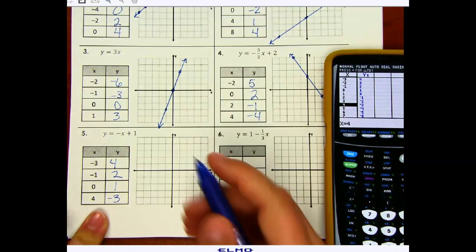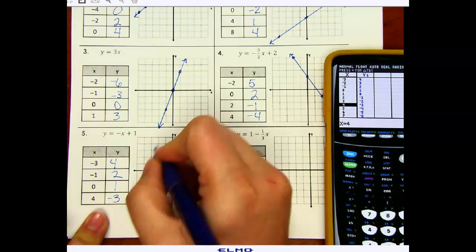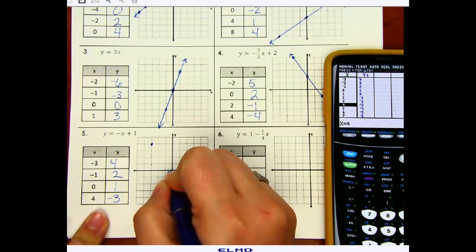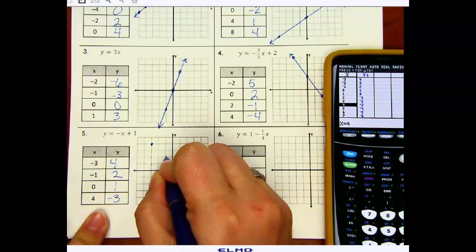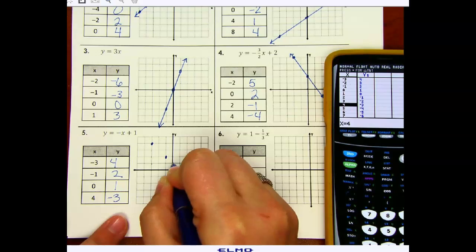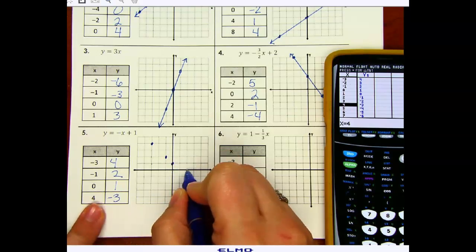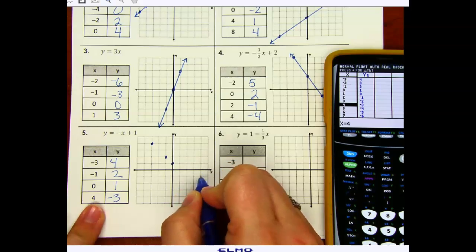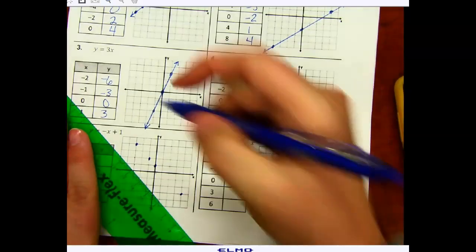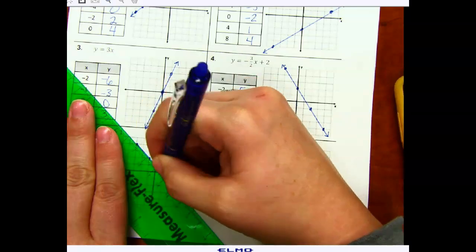So then you're going to plot these points. So you're going to go left 3, 1, 2, 3, up 4, 1, 2, 3, 4. Then you're going to do the next one, left 1, up 2. Then 0, you don't go left or right, up 1. And then the last one, you're going to go right 1, 2, 3, 4, and down 1, 2, 3. And these need to make a straight line, which they do.